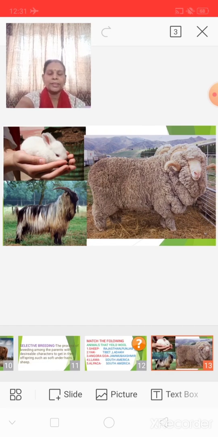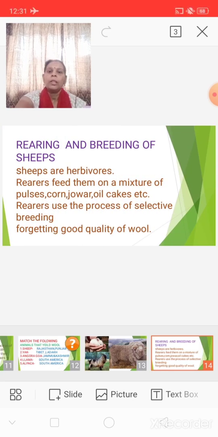Here again you can see the pictures of your sheep. Just see how much wool is there on the body of the sheep as well as on the goat and your rabbit. Now, how to get the wool? What do these rearers do? Who are these rearers? Who tame these sheep, who keep these sheep. So for getting a good wool, they have to give them good, nutritious food also. Then only they can get a good quality of the wool.